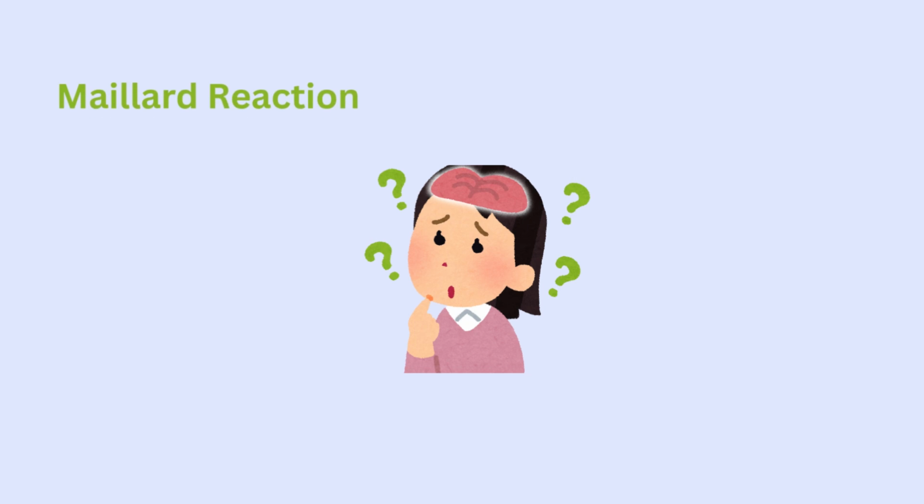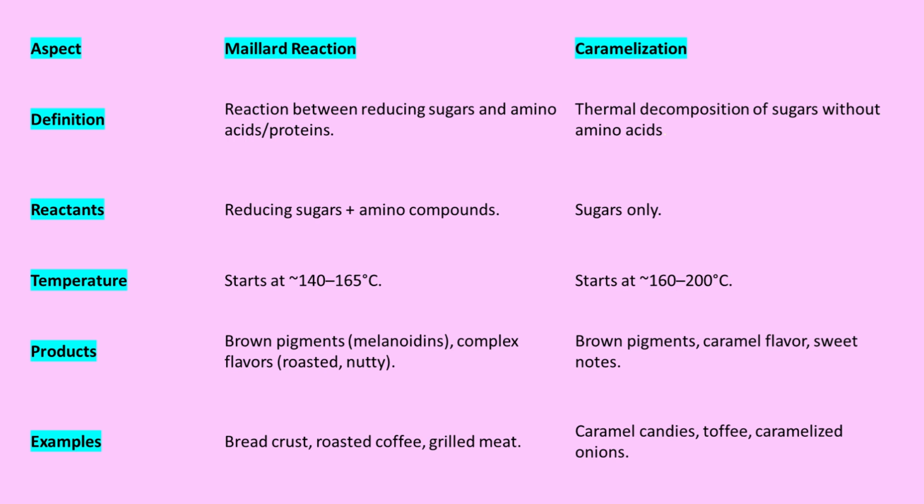Sometimes it's easy to confuse the Maillard reaction with caramelization. They both create browning in foods, but they happen in very different ways. Let's unravel the key differences. The Maillard reaction is the reaction between reducing sugars and amino acids or proteins, while caramelization is the thermal decomposition of sugars without amino acids.